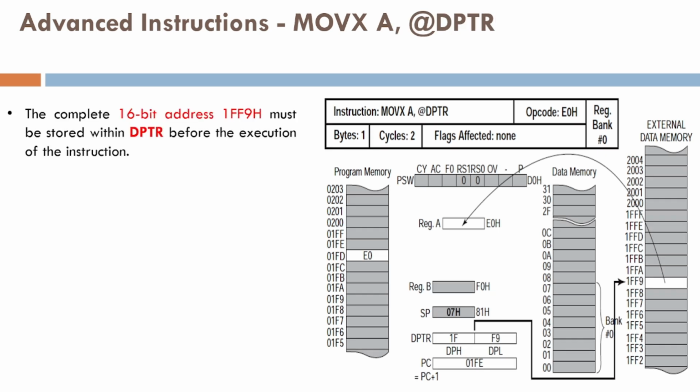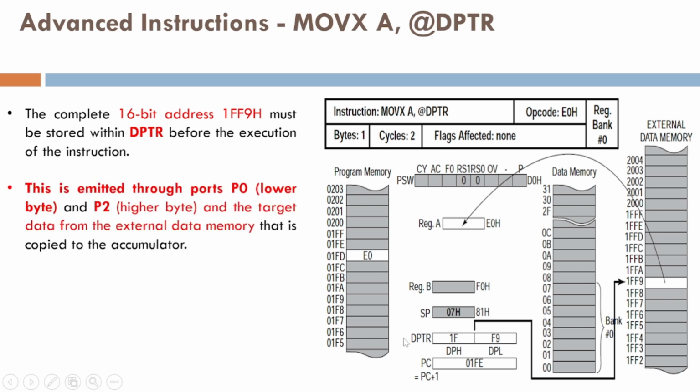The complete 16-bit address is 1FF9. We are now looking into the instruction MOVX A, @DPTR. Now it's very easy. You have the instruction, and you have the address in the DPTR, which is 1FF9. So this is emitted through port 0, that is, the lower part will be emitted through port 0, and the higher part can be sent through port P2 to the external data memory.